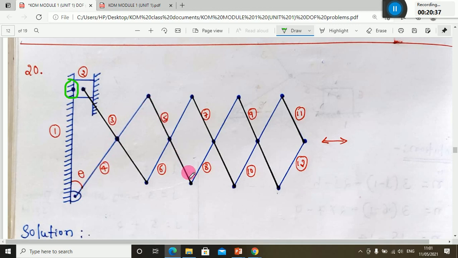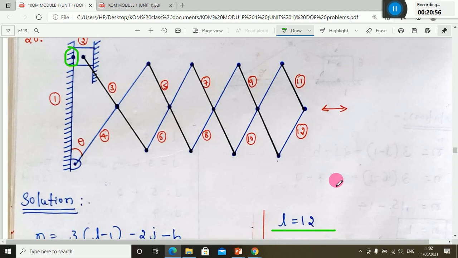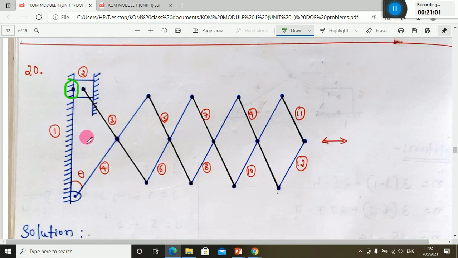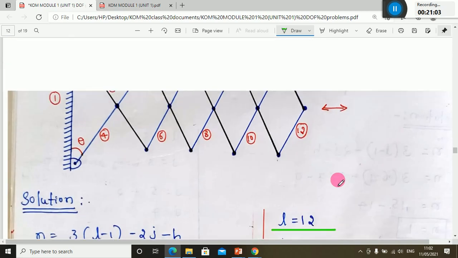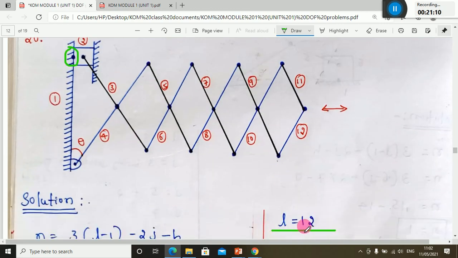Then this is 5, 6, 7th, 8th, 9th, 10th, 11, and 12. No, sorry, I'm discussing this L. L is 12. Total kinematic links are 12. Any doubts in the kinematic links? You're getting 12?